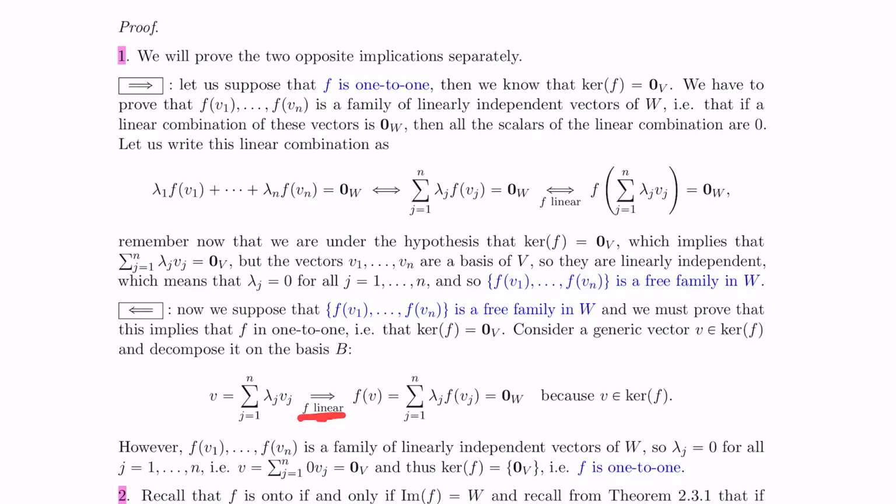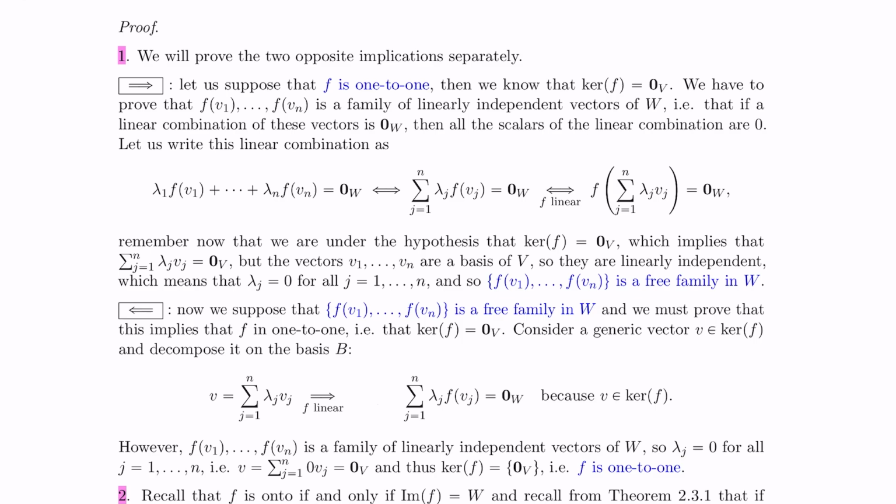However, since f is linear, we also have that f of V decomposed on the basis B gives rise to this expression here. Now we just fix our attention on this part that remains of the equality. Since f of v1, ..., f of vn is a family of linearly independent vectors, this linear combination can give rise to the null vector if and only if every coefficient lambda j is zero.